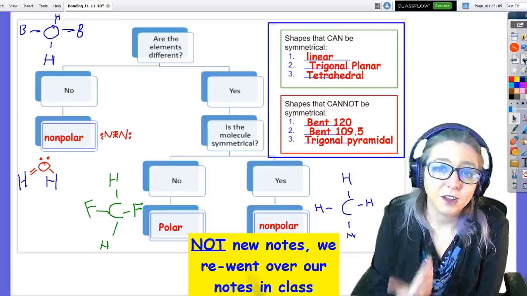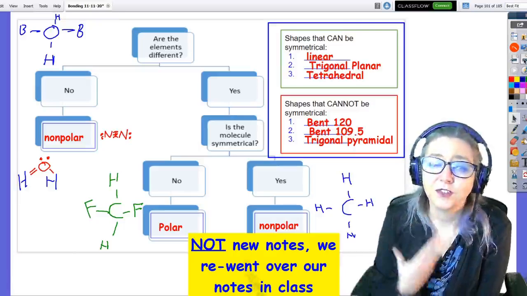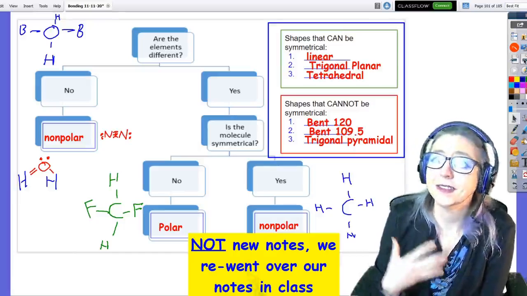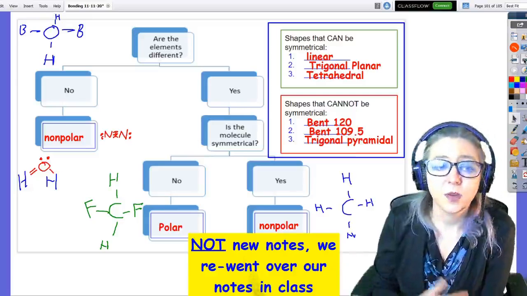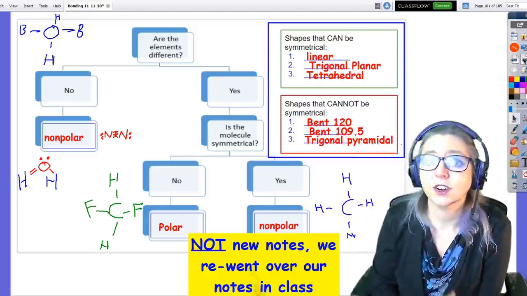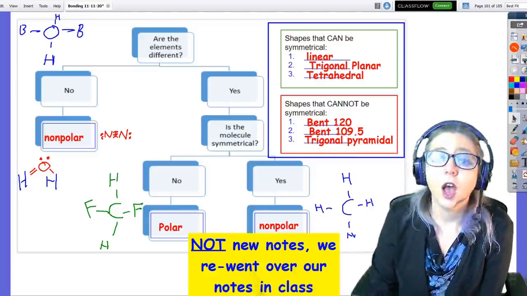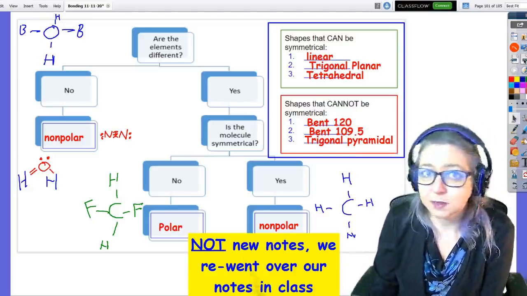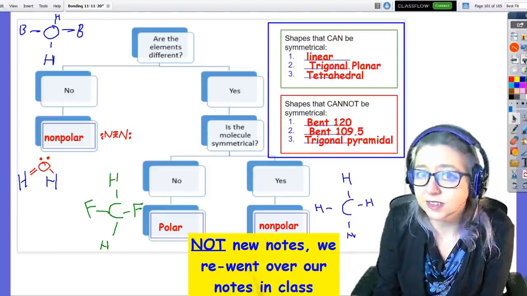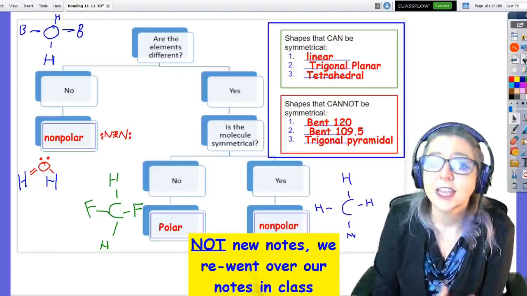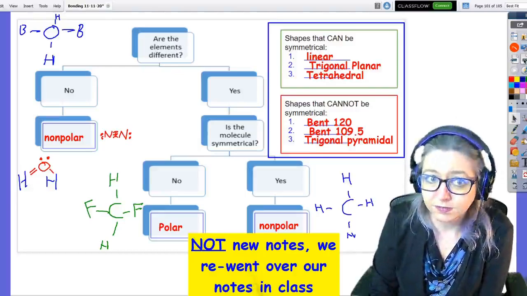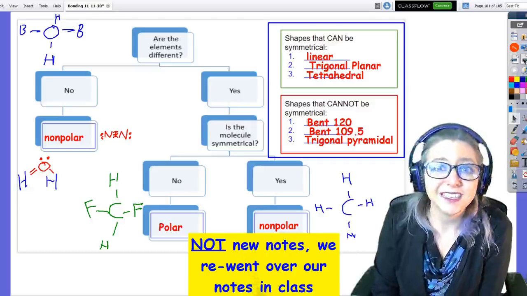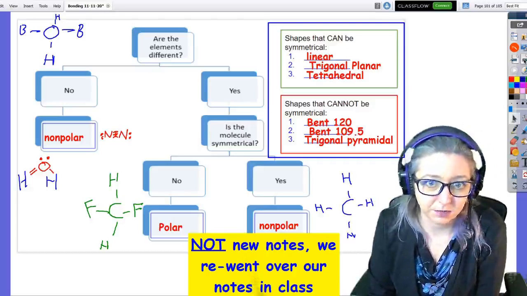So then I also gave you this flowchart. So the first question is, are the elements different? Now the answer is almost always yes. We very rarely give you compounds that are all the same element. So O3 is all the same, it's 3 oxygens, N2 is the same, it's 2 nitrogens. If it's all the same element, then your compound is nonpolar. But we usually give you at least 2 different elements in a compound.